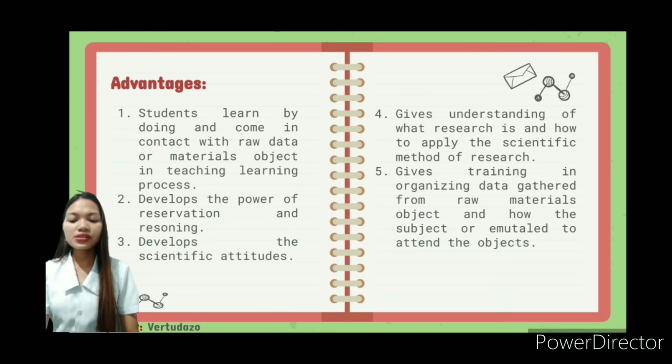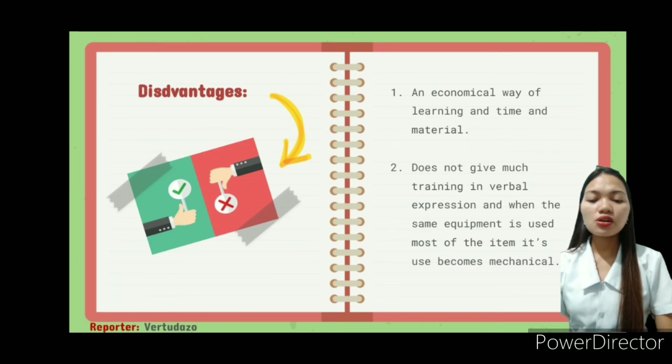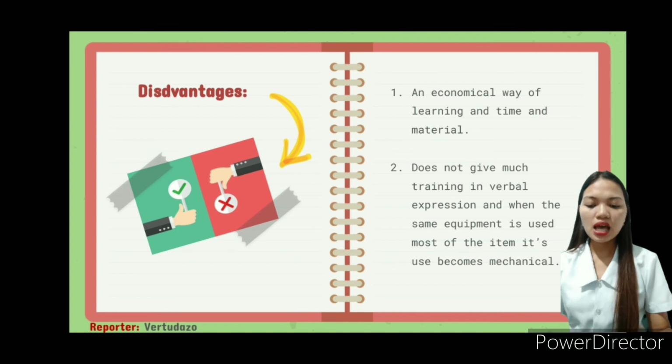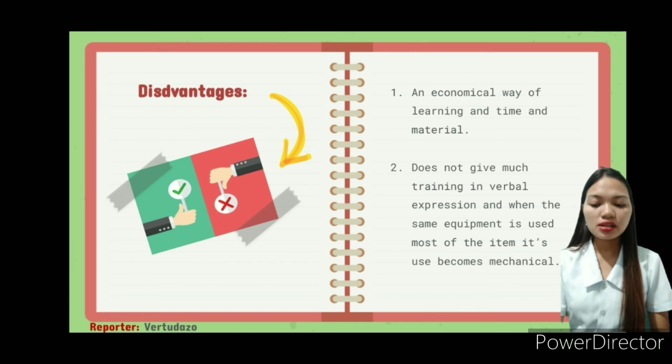Fifth, gives training in organizing data gathered from raw material objects. If there are advantages, there are also disadvantages. So the disadvantages of the laboratory teaching method: first, it is an uneconomical way of learning in time and materials. Second, it does not give much training in verbal expression, and when the same equipment is used most of the time, its use becomes mechanical.